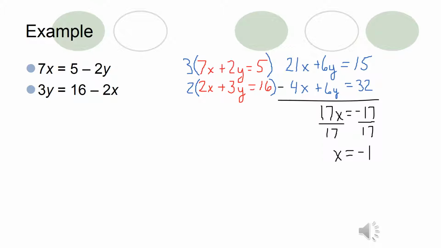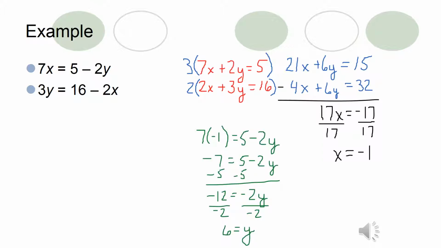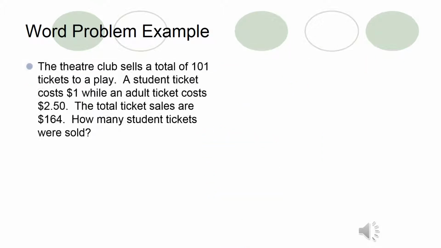Take that negative 1 and go back and plug it in one of the original functions. I chose the top one. I then solve for y to get 6 equal to y. Here's a word problem example. Pause the video at this point to read the word problem carefully and to do it on your own.